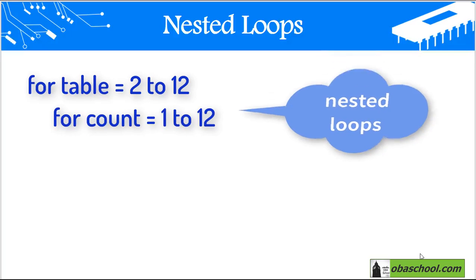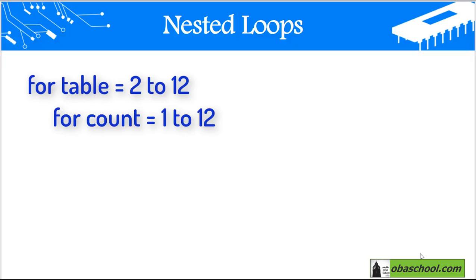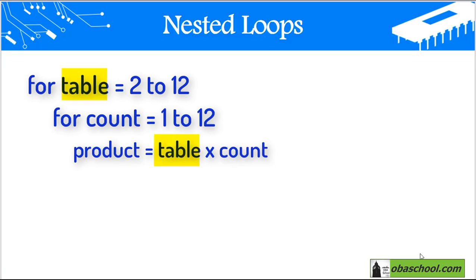For the second loop, we're going to put in the variable count the number 1 to 12, which means until the count reaches 12. We will go inside the for loop and put in variable product the table, which is 2, times the count, which is 1. So the answer is 2, and it will be saved in variable product.